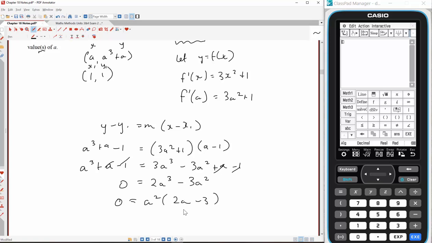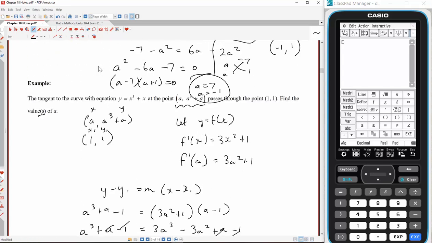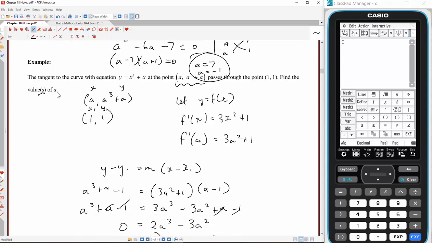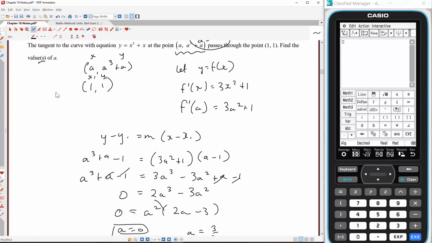So 0 equals a squared (2a take 3). A is equal to 0, A is equal to 3 on 2. So there's my values of A for which this will happen: A equals 0 and A equals 3 on 2. I don't need to sub those values back in because in this situation, the only thing they ask for is what are the values of A.